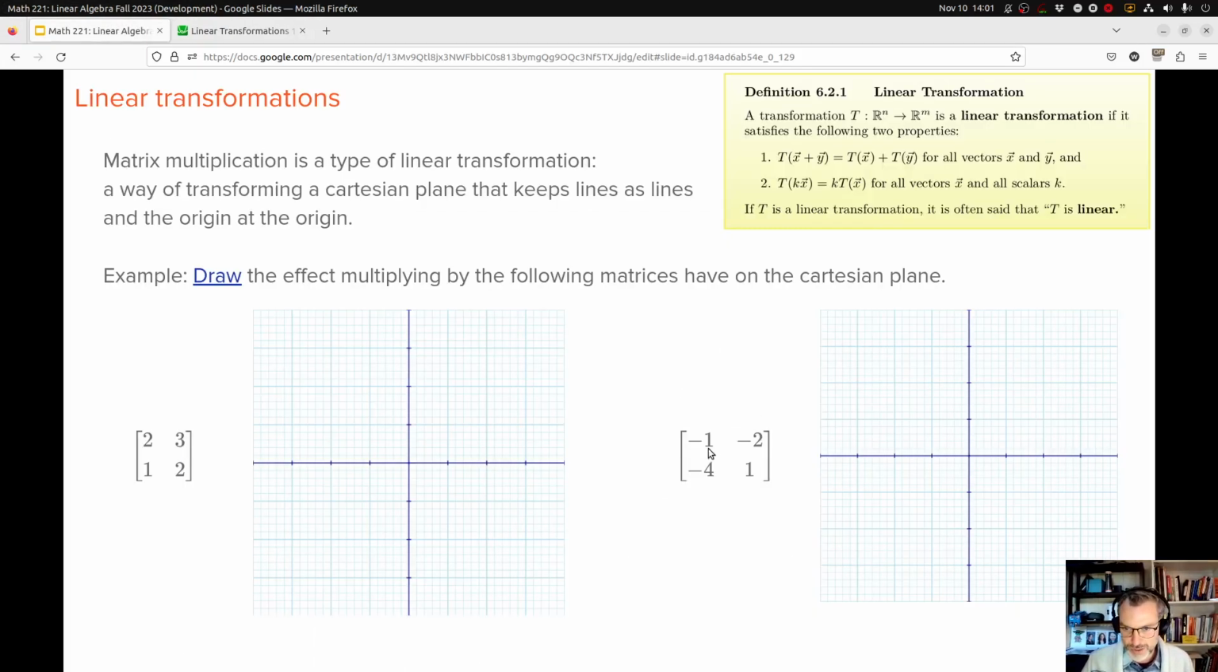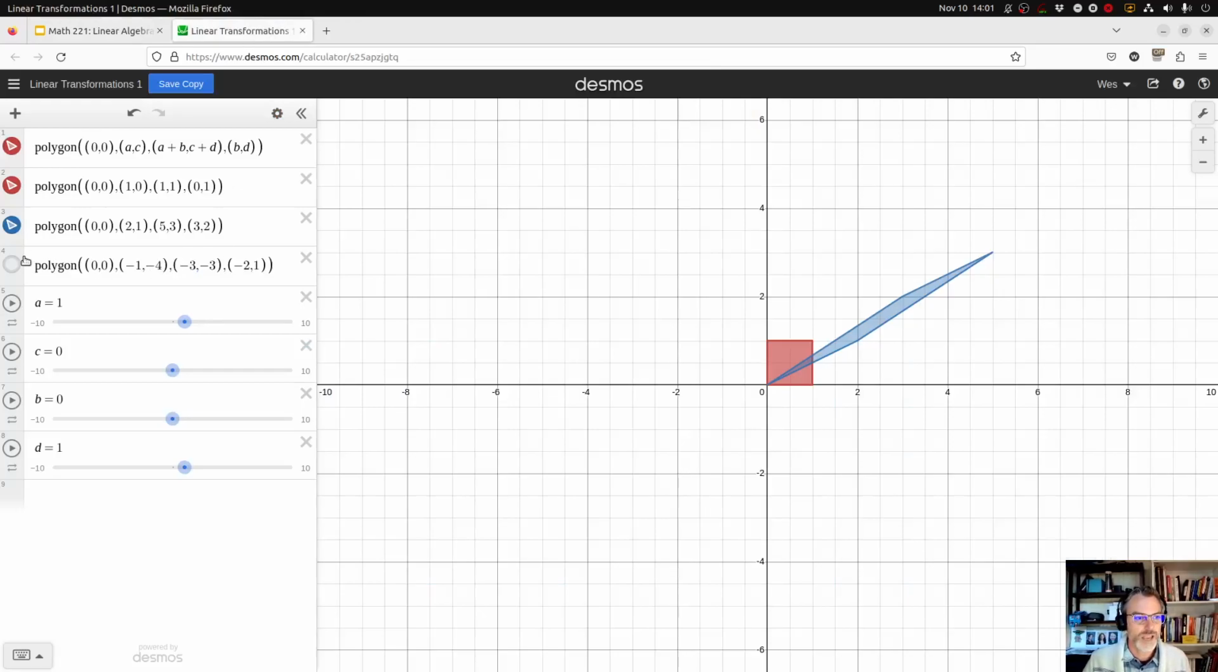Now let's look at this one. Negative 1, negative 2, negative 4, 1. So if I multiplied that by 1, 0, I'd get negative 1, negative 4. If I multiplied it by 0, 1, I'd get negative 2, 1. And that's this one right here. Okay? So you see, the origin, of course, is fixed because it's 0, 0. Multiply it by anything, I'll get 0 back.